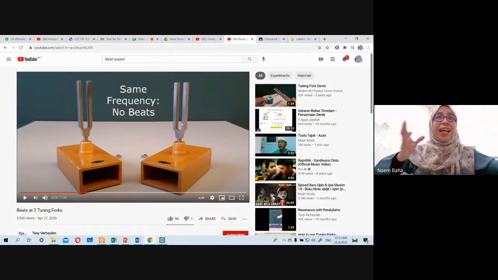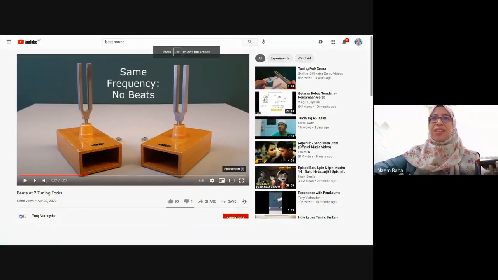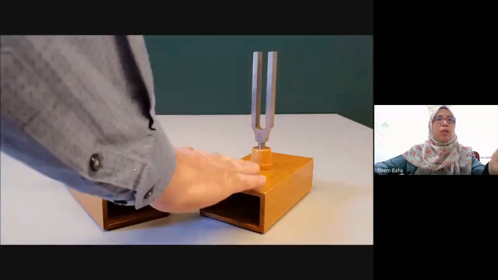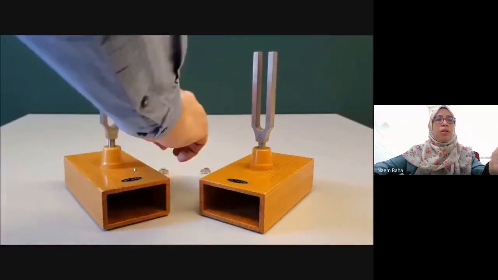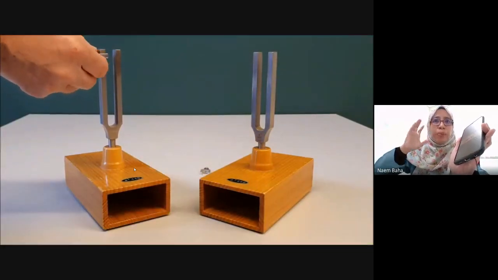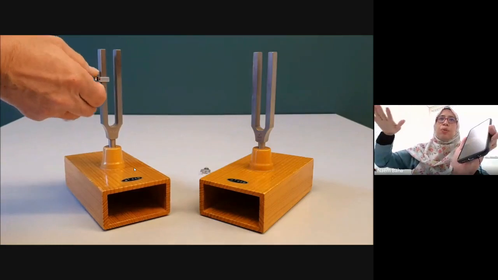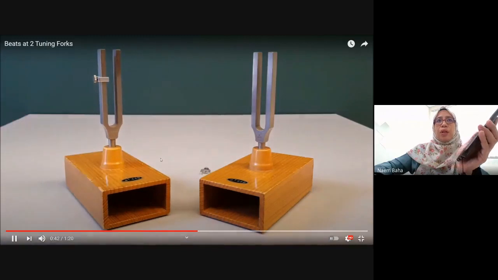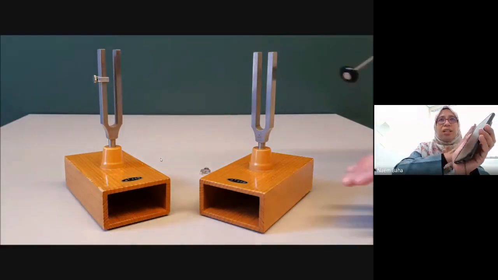Since I can't share this because the sound is not there, I'm going to share it by using my handphone. What you are hearing is when there is no beat. It sounds just like a ghostly sound, kan? Now he is changing the left end.